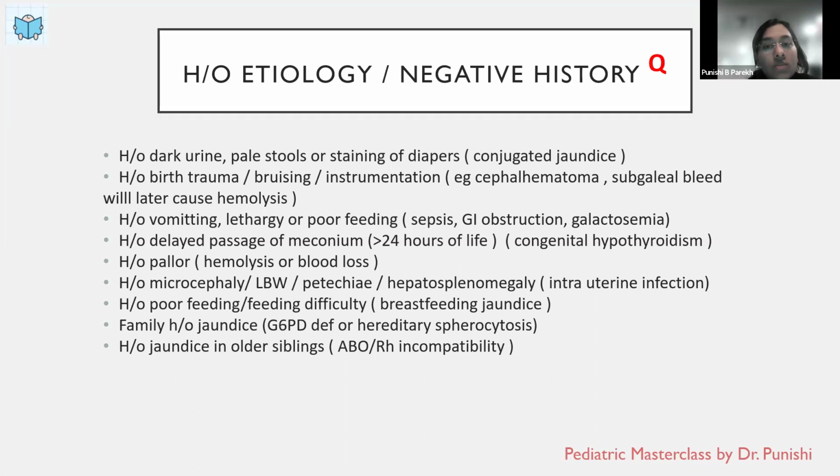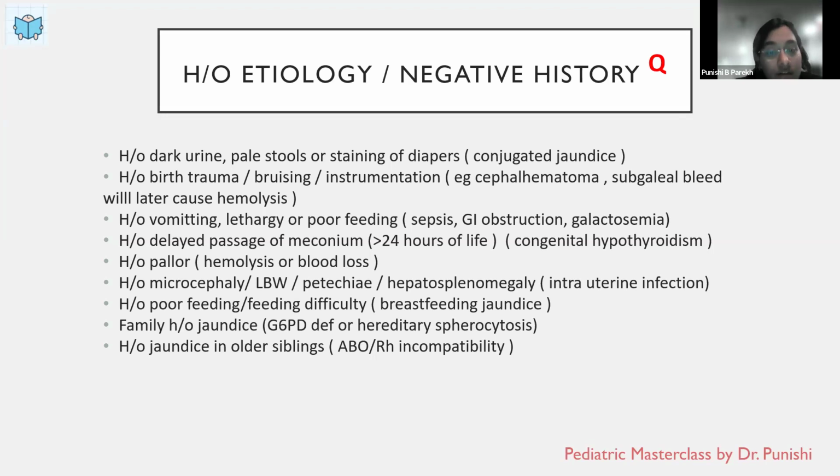History of pallor. Now, this is sometimes difficult for the parent to give you history because the pallor might not be very evident to the parents. But if the child has lost a significant amount of blood, let's say he's got an intracerebral or an intraventricular hemorrhage, or there's some kind of concealed bleeding somewhere else, they start appearing whiter. So there's history of pallor. It will tell you that probably there's some kind of ongoing hemolysis or blood loss.